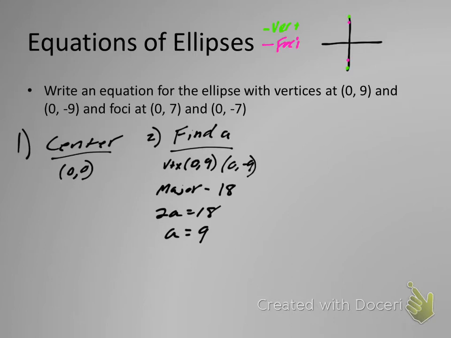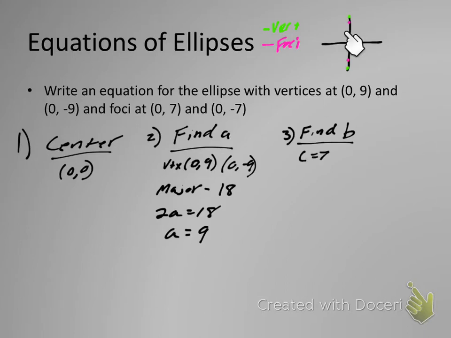Now, this is the part where this gets tricky because this is the new stuff. Your foci, remember, is the distance from 0, or C. Let me back up. C is the distance from your center to your foci. So C is 7. All right, so step 3, you find B.